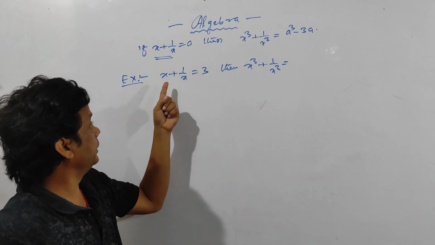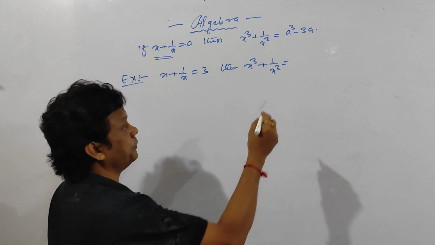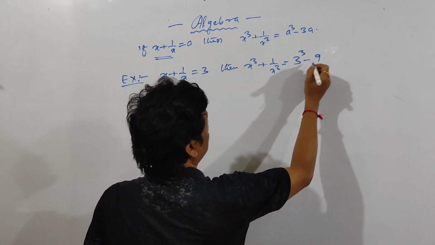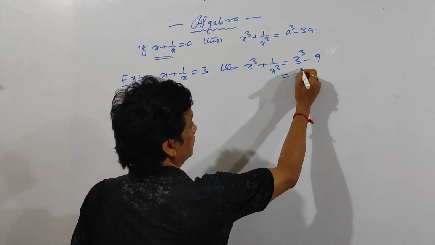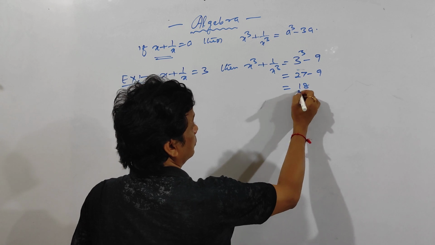See here, another example. If x plus 1 by x is equal to 3, then how to find x cube plus 1 by x cube? So the formula is 3 cube minus 3 into 3, it is 9. So 3 cube is 27. 27 minus 9. So it will be 18. So 18 is the answer.